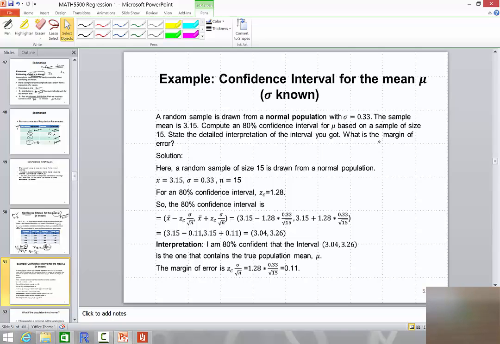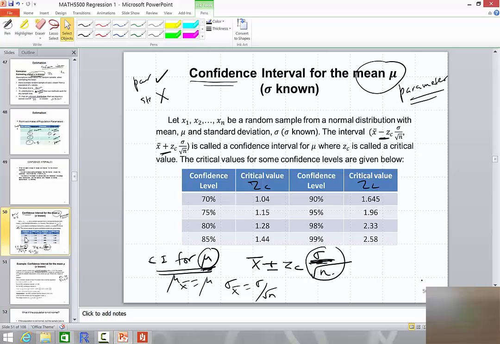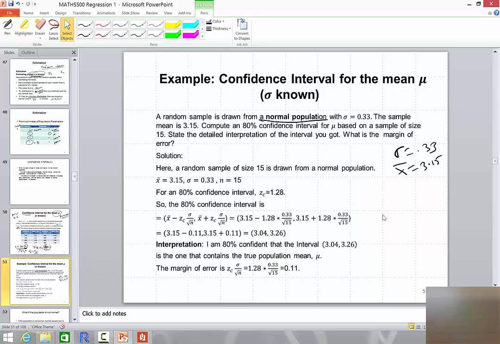Sigma is equal to 0.33. This is what you need, and the sample mean is x bar. X bar is equal to 3.15. We need the 80% confidence interval. So see here, for the 80% confidence interval, Z critical is 1.28.